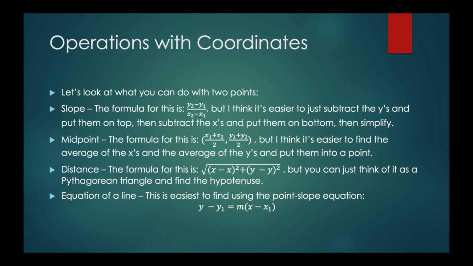Doesn't matter which one. I like using this one because it's just 2 steps to get from here to the slope-intercept equation. Distribute the slope to both things inside the parentheses, and then add y1 to both sides. So here we go, operations with coordinates.